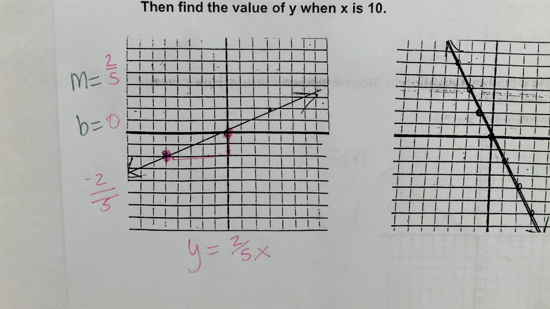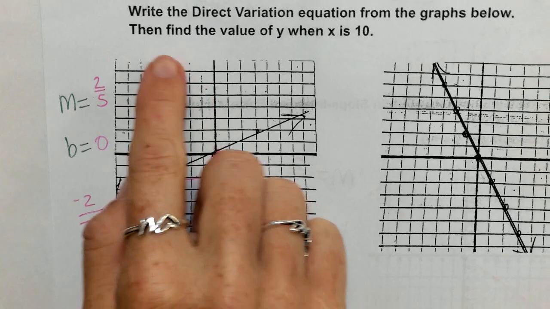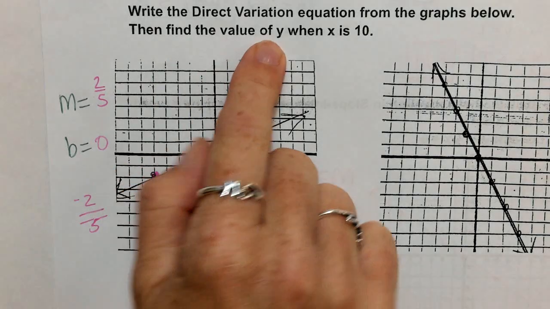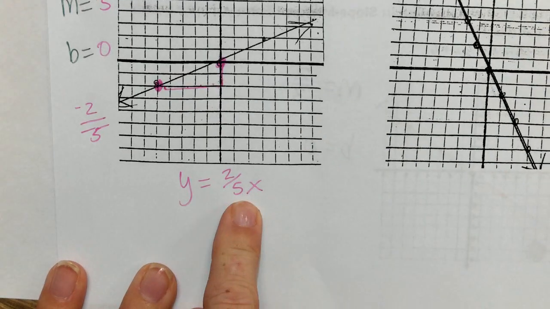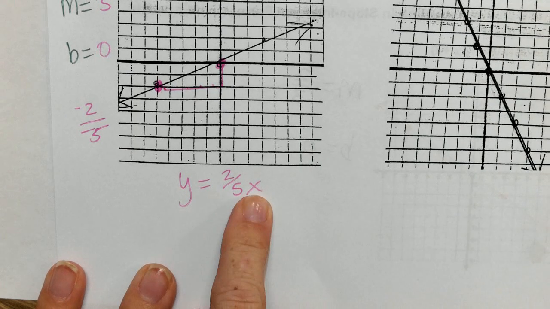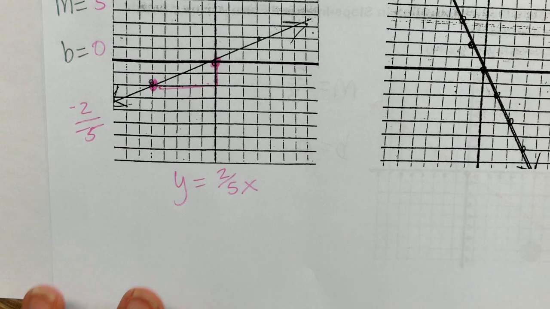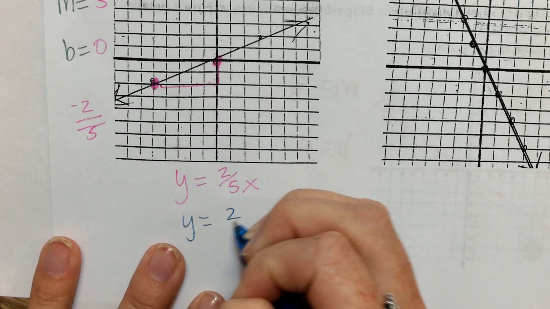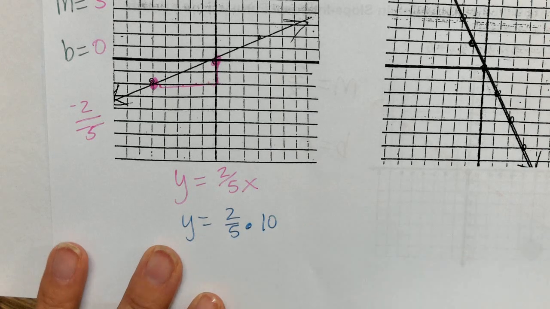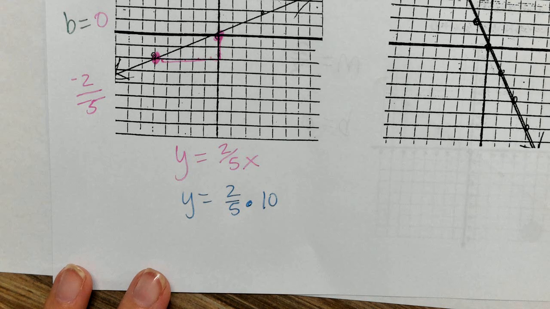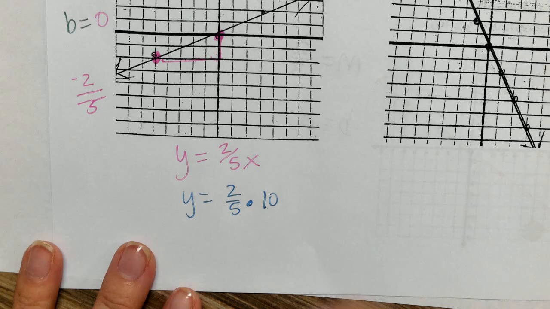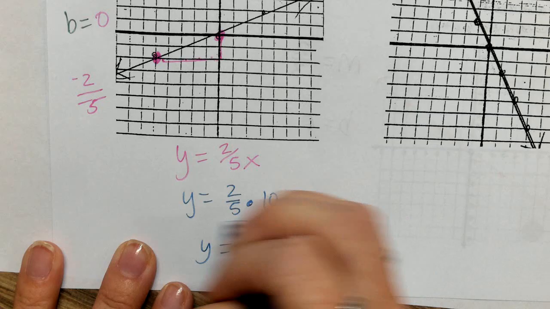Yes? Now, it gives another question. Is it going to do this on your assignment? Yes. Now it says find the value of y when x is 10, so you just take your equation and plug in 10 for x. So I would say, what is 2/5 times 10? That's 20/5, which is 4. Yes or no? Yes.